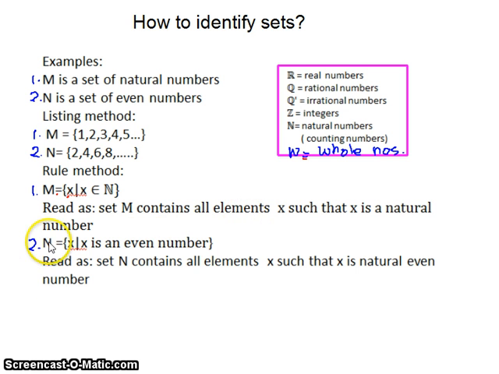Okay, so let's have here another. N is a set containing x such that x is an even number. So this element, natural number, this is the specific property of M. And this is the specific property of set N, because set N is an even number. So we write like this one by rule method.